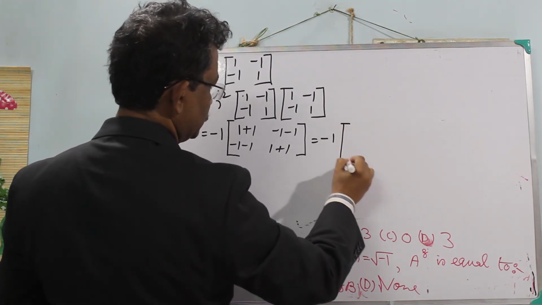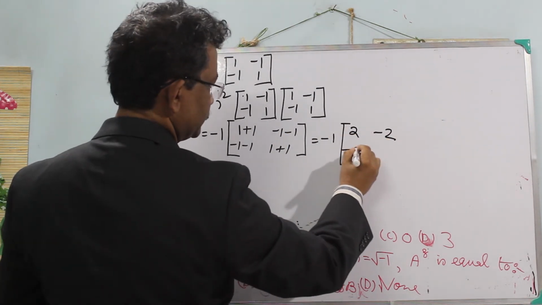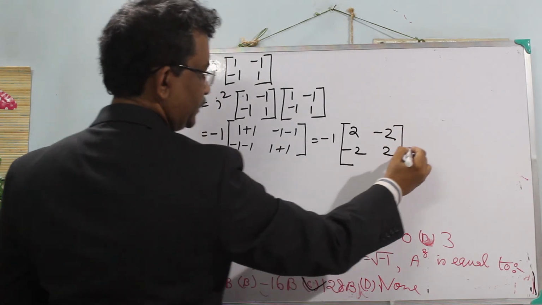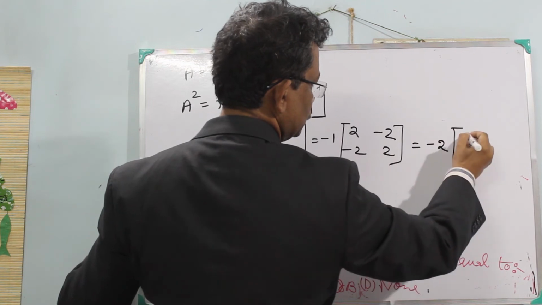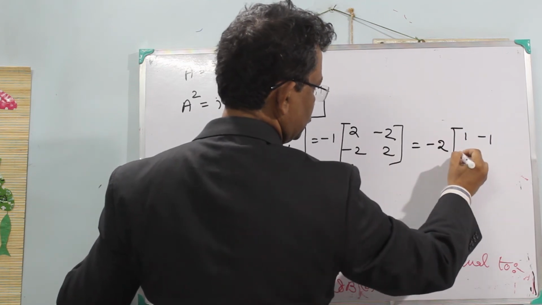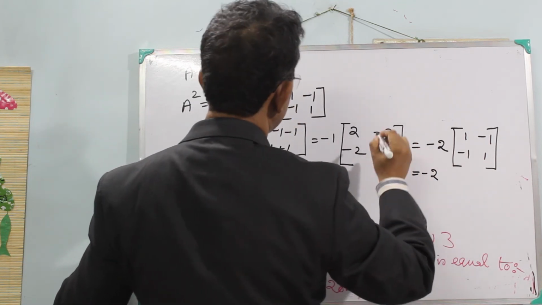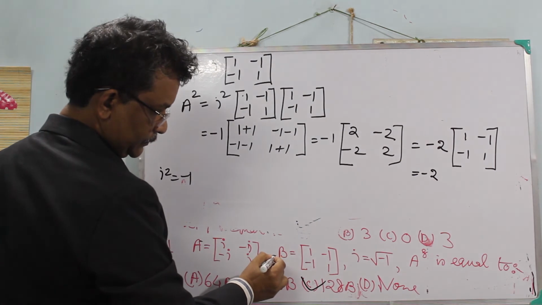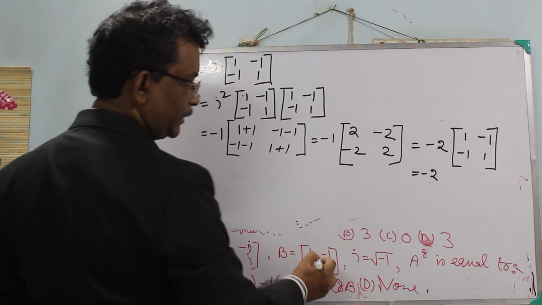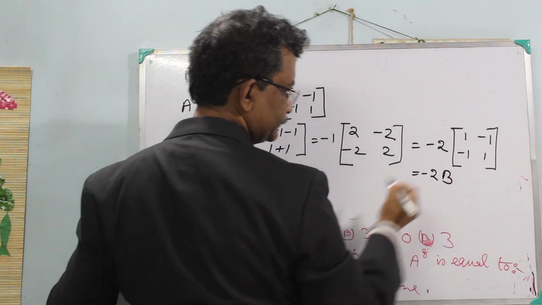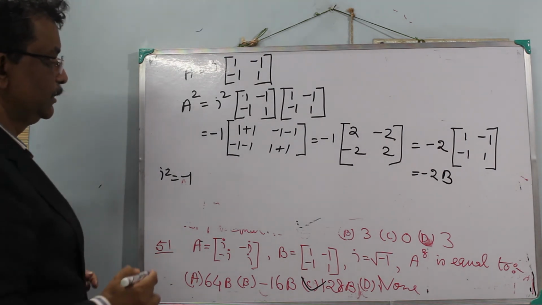2, minus 2, minus 2, 2. If I take common 2, minus 2 into 1, 1, minus 1, 1. So it becomes minus 2 into B, where B is this. B is 1 minus 1, so it is equal to 2B. Clear? So A square is equal to 2B.